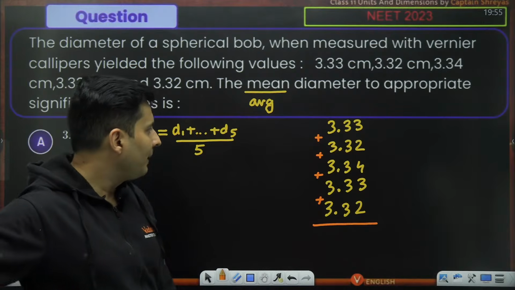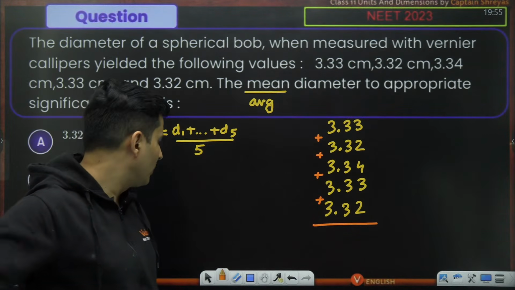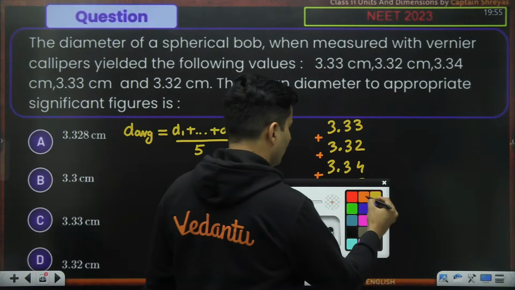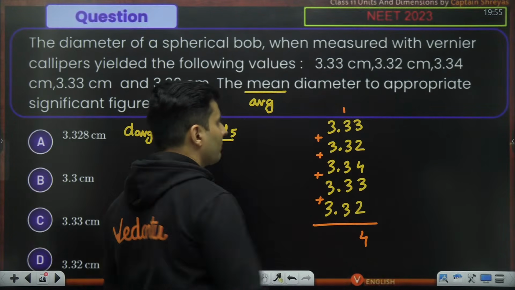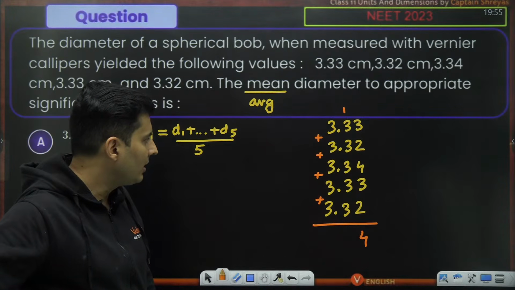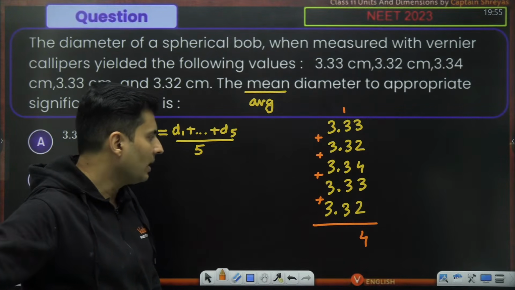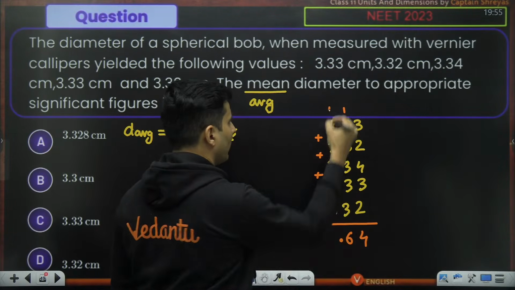3 plus 2, 5. 5 plus 4, 9. 9 plus 3, 12. 12 plus 2, 14. So we should get 4 over here. Okay. And 1. 1 plus 3, 4. 4 plus 3, 7. 7 plus 3, 10. 10 plus 3, 13. 13 plus 3, 16. So 6 over here. Point 1 carried forward.